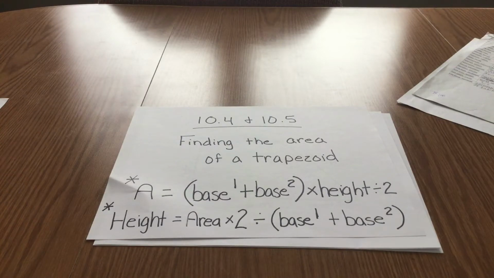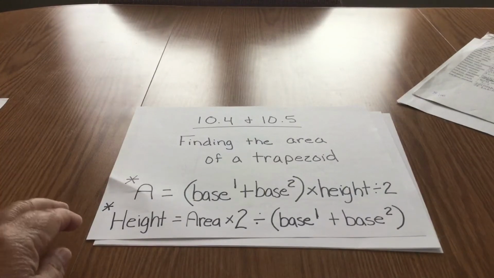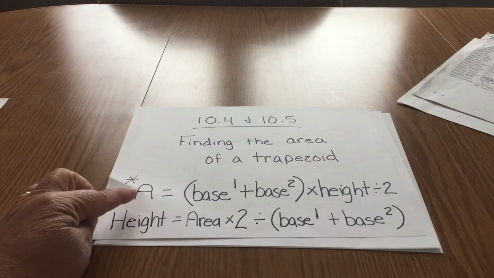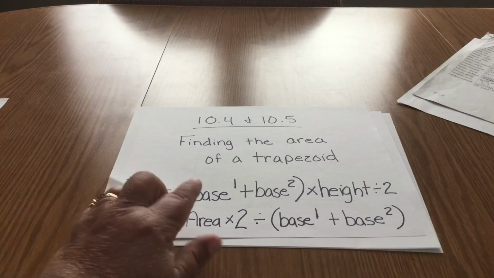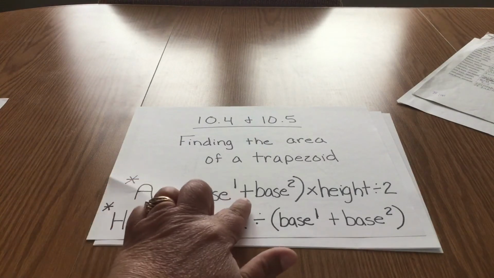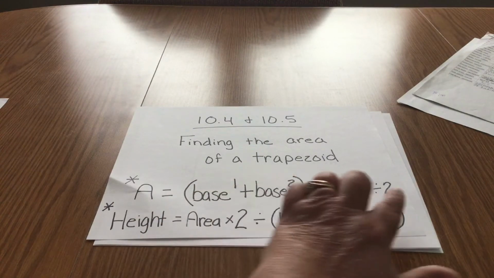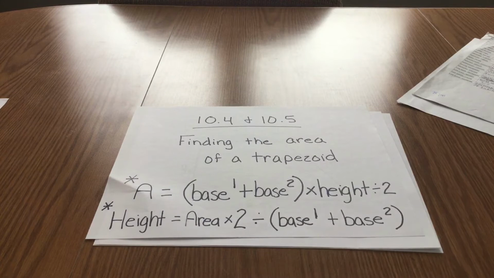To find the area of a trapezoid, I'm giving you the two formulas right now that you're going to need for this lesson. To find the area of a trapezoid, you take base 1 plus base 2 times the height, and you divide it by 2. And that's going to give you the area. And that's what you're going to have to find on most of the problems for today. So if you know that formula, that's the one that's going to come in the most handy.